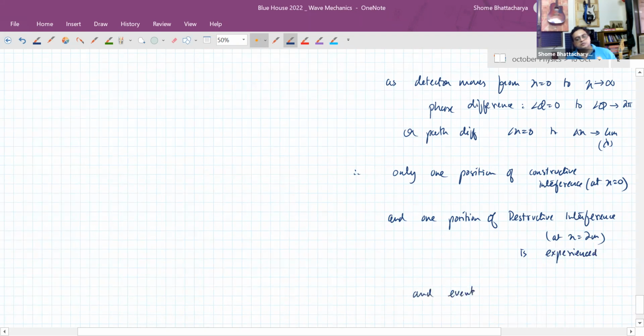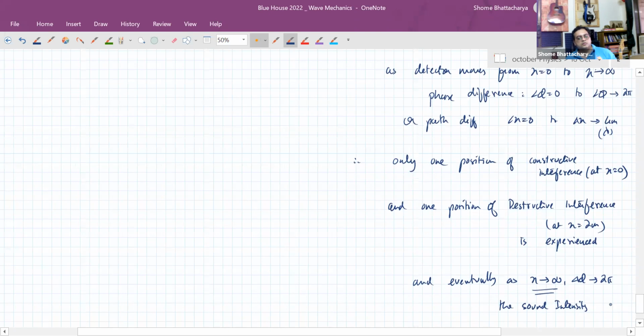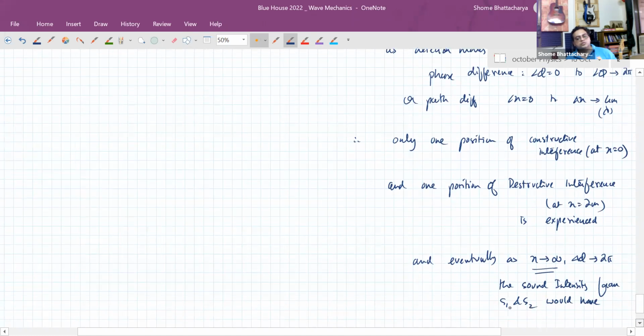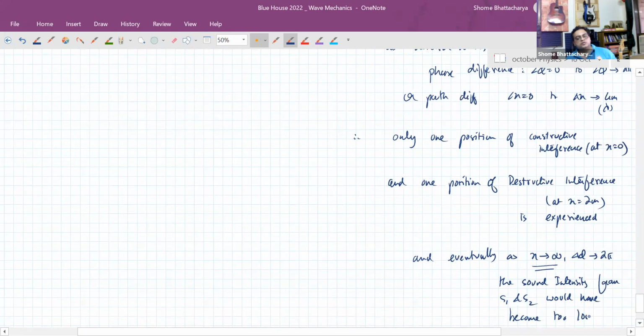And eventually, as x tends to infinity, delta phi tends to become 2 pi. But this is not really experienced, because at such a large distance the sound intensity from the sources S1 and S2 would have become too low. So you don't really experience any constructive interference. You don't experience any sound at all, let alone any effect of interference.